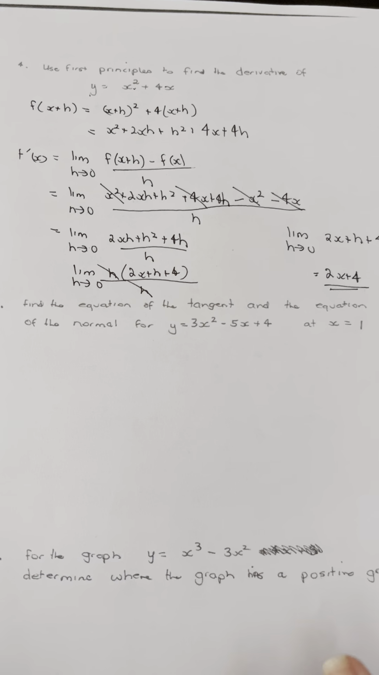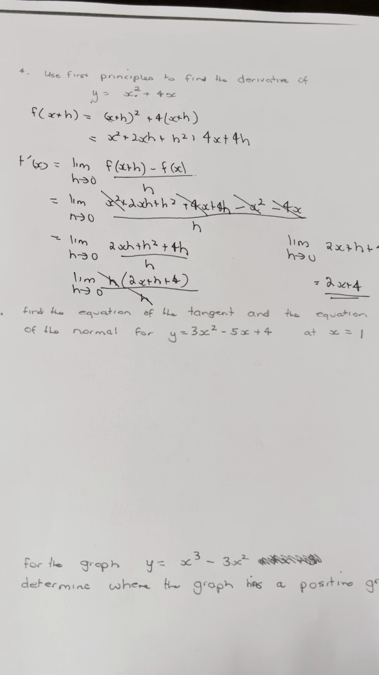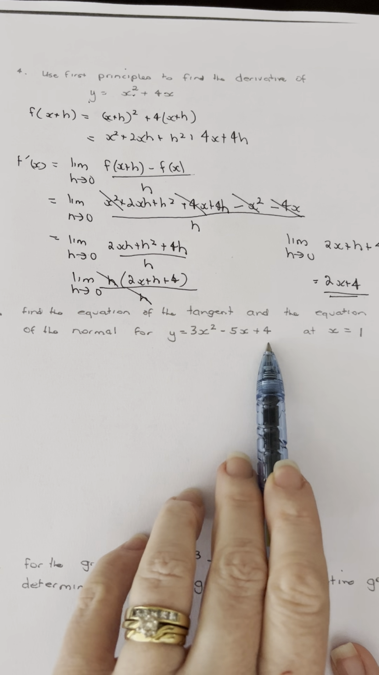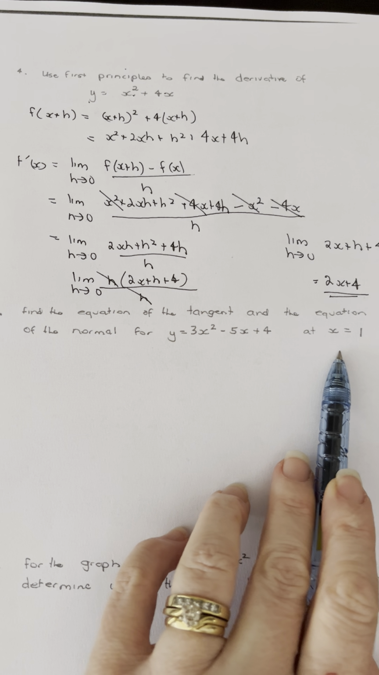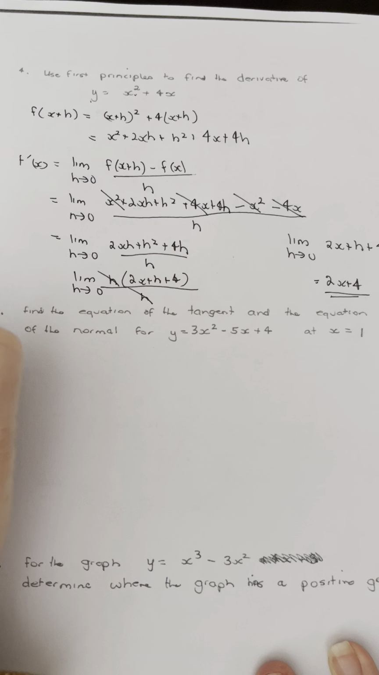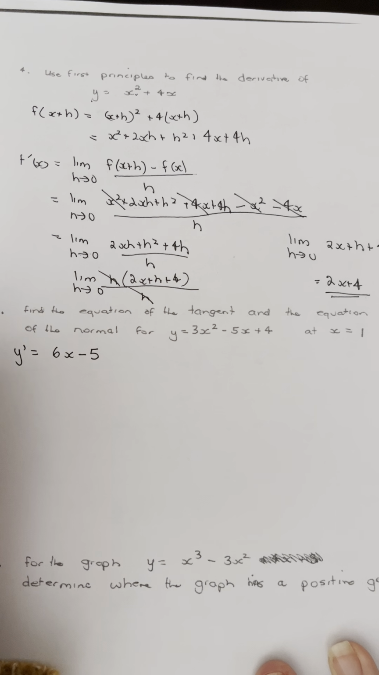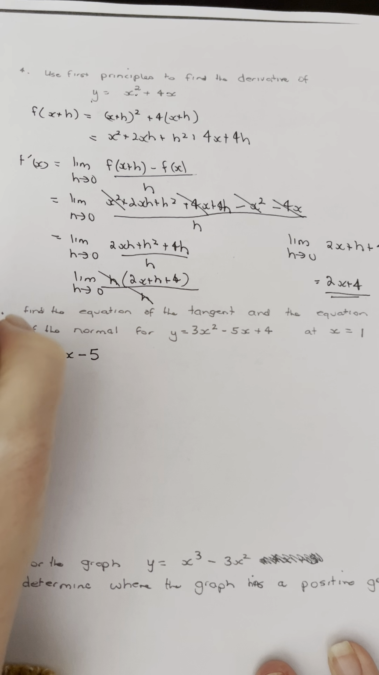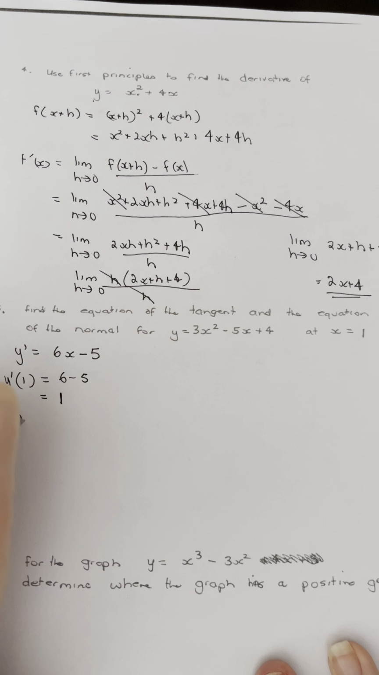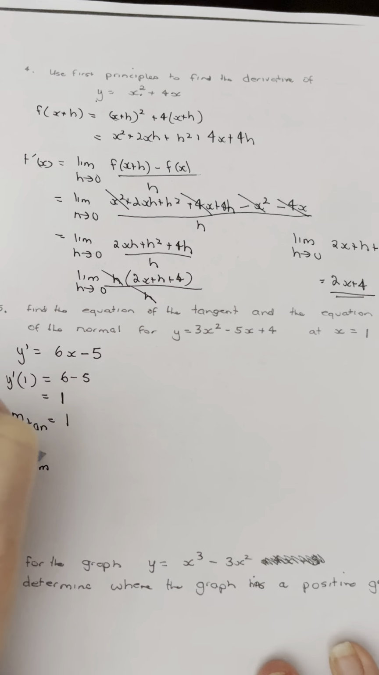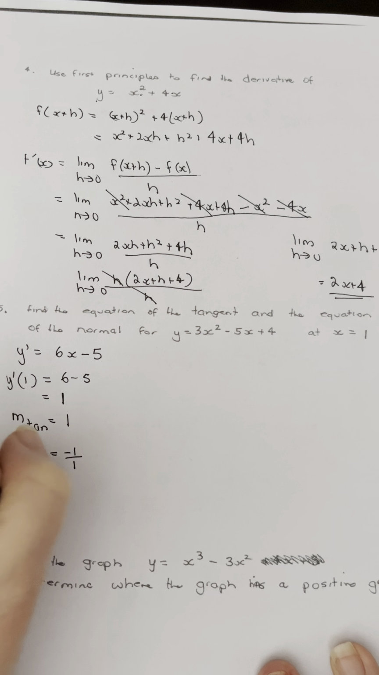The next one has: find the equation of the tangent and the equation of the normal for y equals 3x squared minus 5x plus 4 at x equals 1. So first step, I'll do my derivative. So I get 6x minus 5 is my derivative. My gradient at 1 would then be 6 take 5, which equals 1. So that's my gradient of my tangent. My gradient of my normal is going to be negative 1 on 1, which is just negative 1.